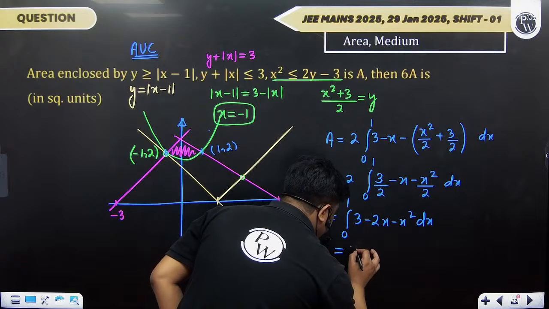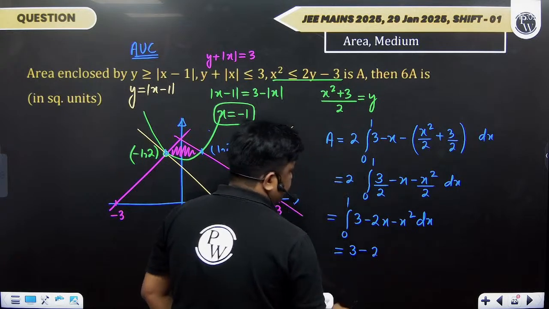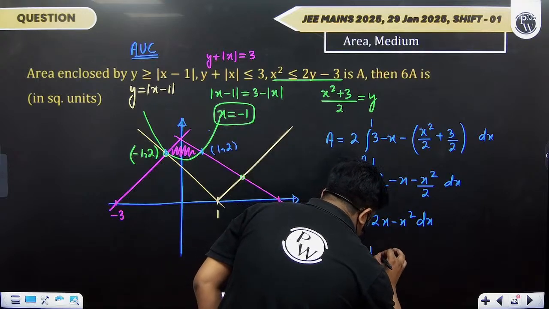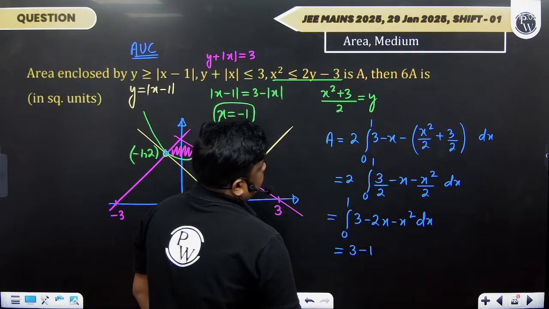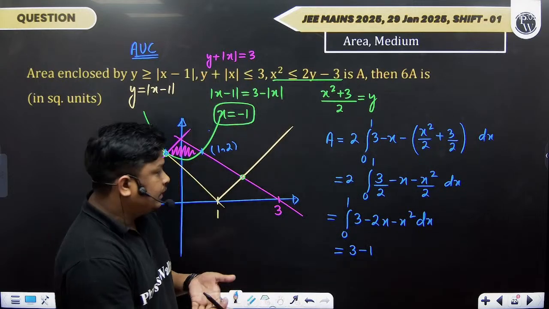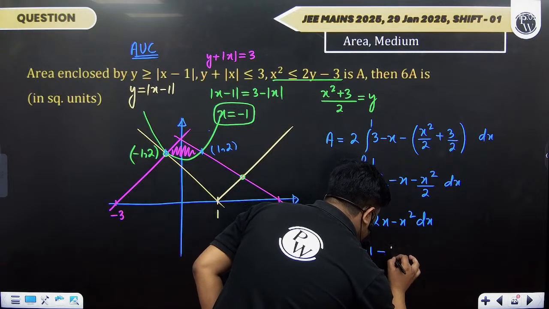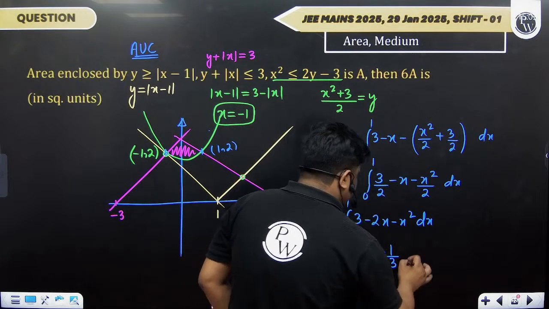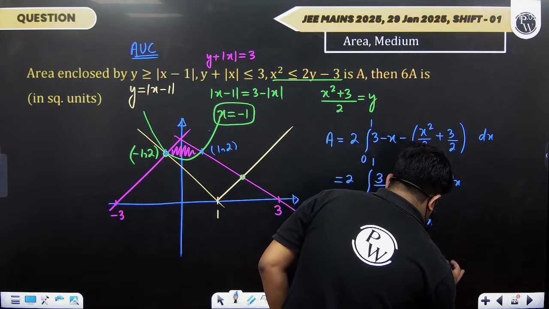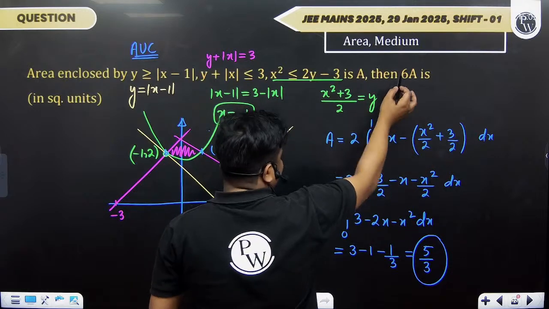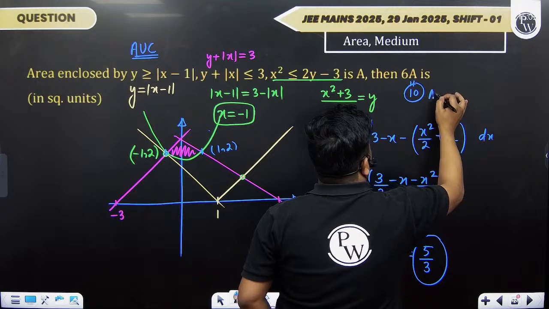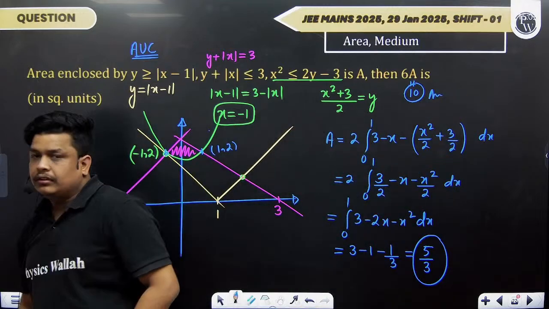This will be 3. This will be 2 into, so x square by 2. This 2 will cancel. So x square, that will be 1. Okay, that will be 1. So this will be x square, x cube by 3. That will be 1 by 3. 1 by 3. So that will be 5 by 3. But the question is saying 6a. So that means it will be 10 as a correct answer.